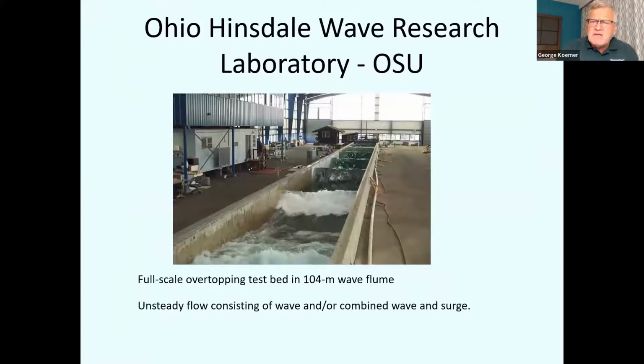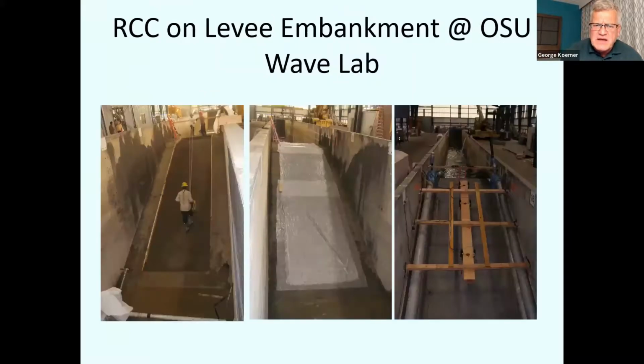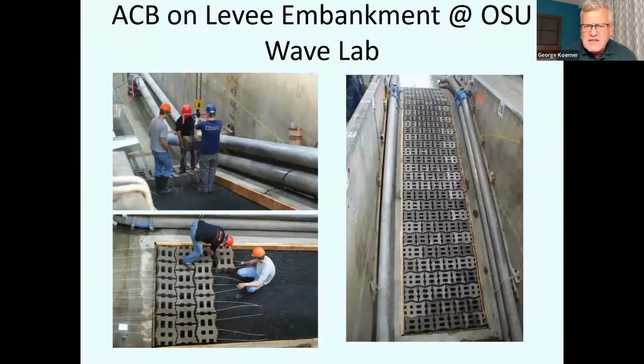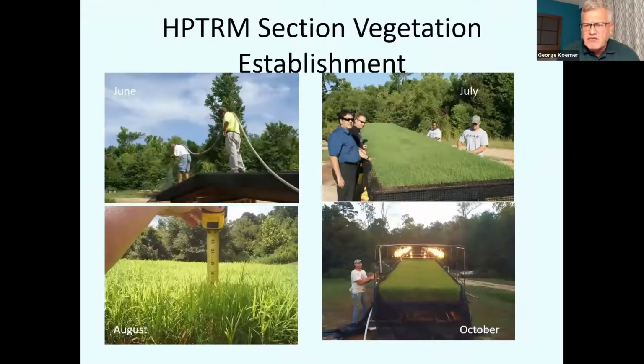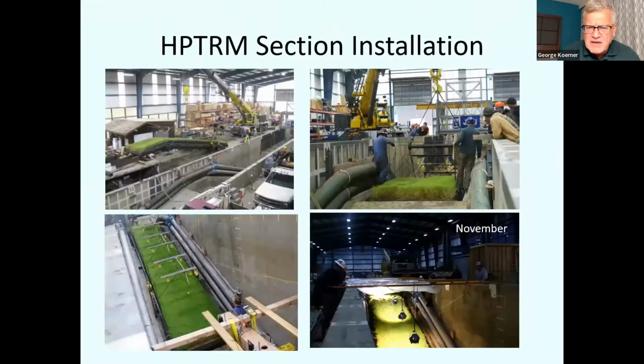To do this, we made use of work at Ohio State. They have massive flumes, full-scale overtopping. This can be accommodated with a massive wave associated with it. First was roller compacted concrete, which was placed at the end of this flume for the experiment. The next was the articulated concrete blocks, and it was more complicated for the high performance TRM because you had to grow vegetation on it. So they made the structure and then subsequently grew grass on this over a period of time and then placed it inside the flume for testing.